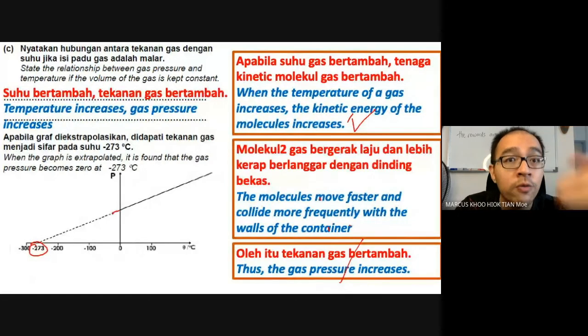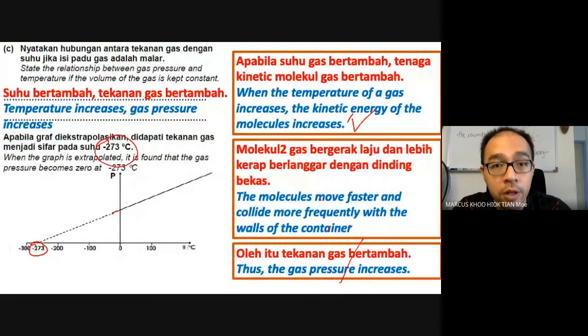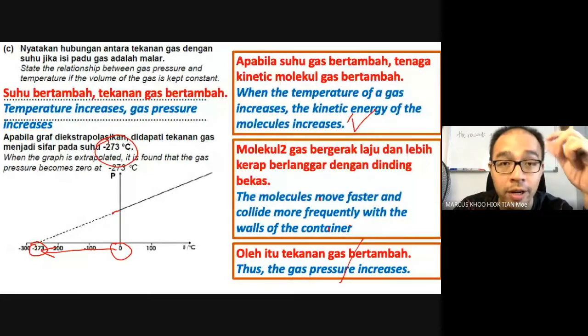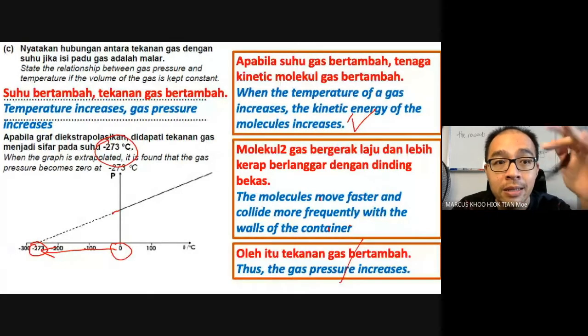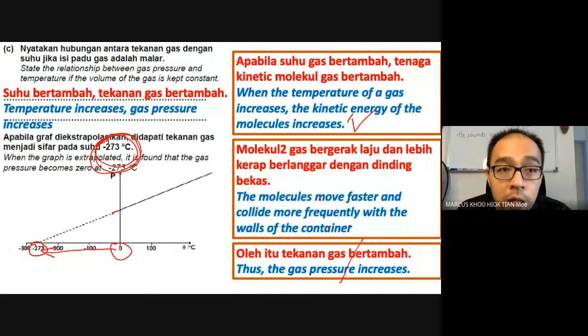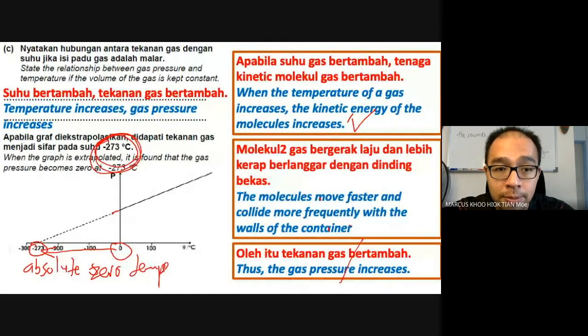When there is no volume, the absolute zero temperature is negative 273 degrees Celsius. Even when we did Charles' law, at zero pressure, the temperature of the gas molecules is negative 273 degrees Celsius. That's why this temperature, negative 273, is called the absolute zero temperature. In Malay, it's called suhu sifar mutlak. Absolute zero temperature. Why is it absolute zero?